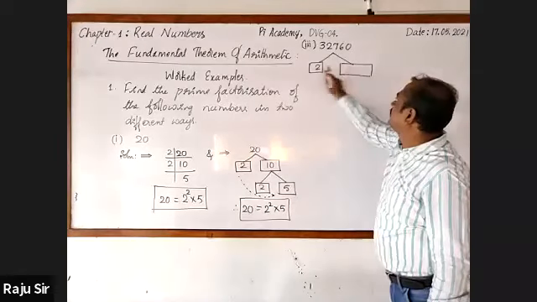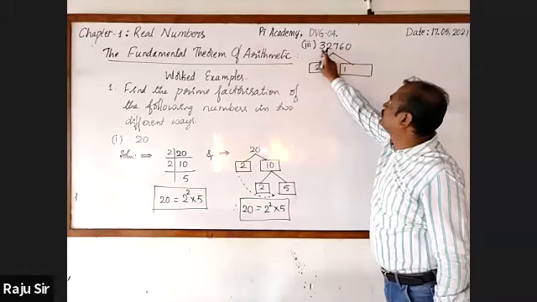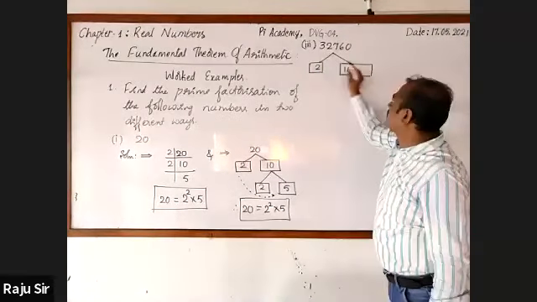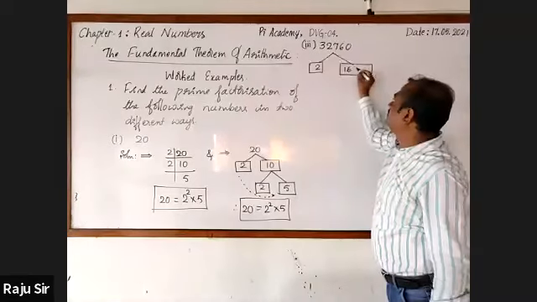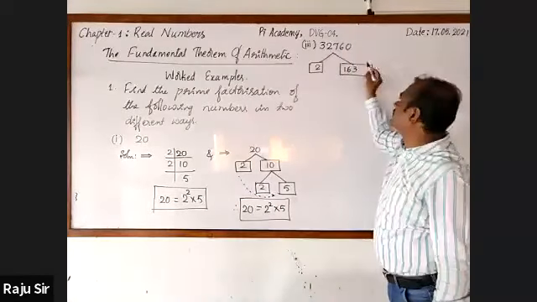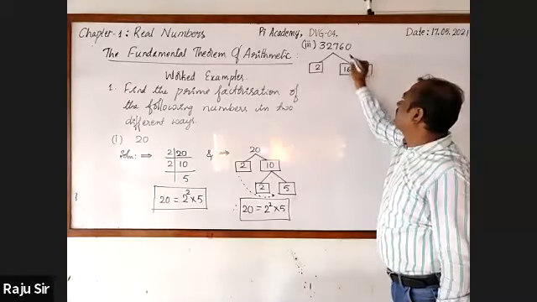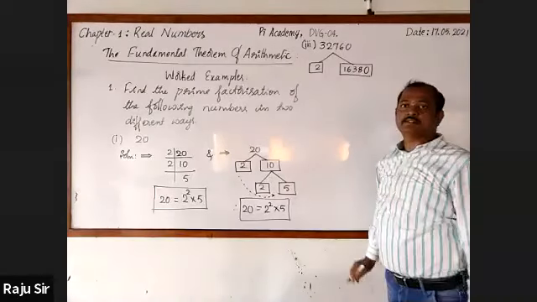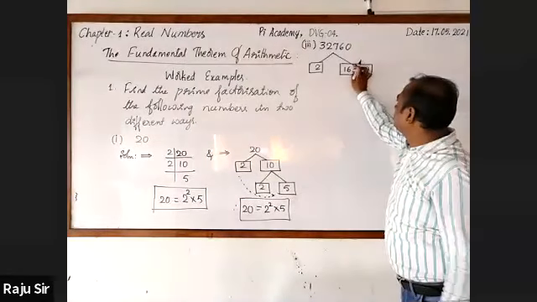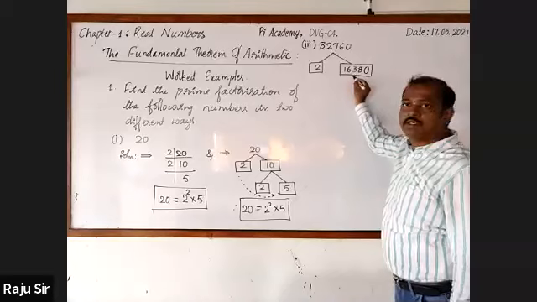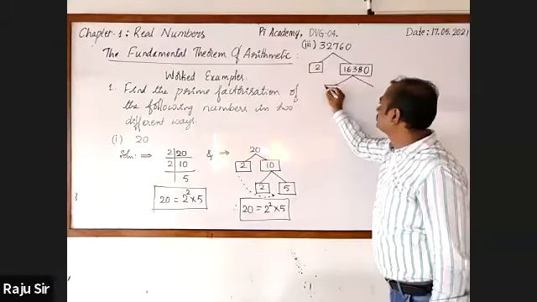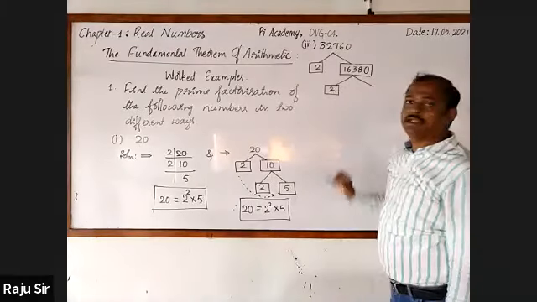2 1s are 2. 1 will remain. It becomes 12. 2 6s are 12. Then 7 is there. 2 3s are 6. 1 will remain. It is 16. 2 8s are 16. Then 0, as it is. 16,380. Next, again it is an even number. It can be divided by 2. Make branches. The first one, it is 2.